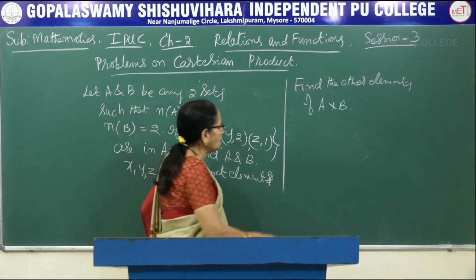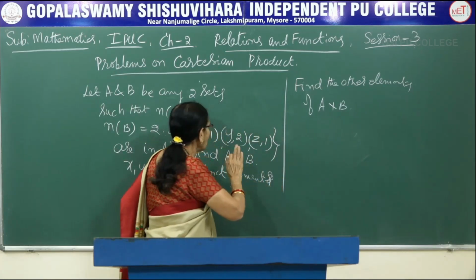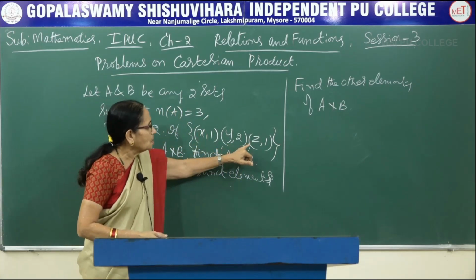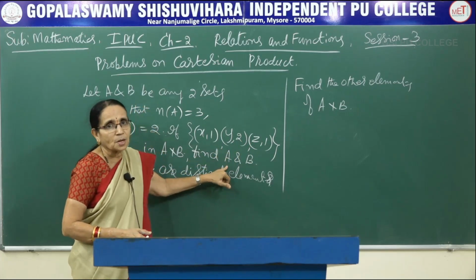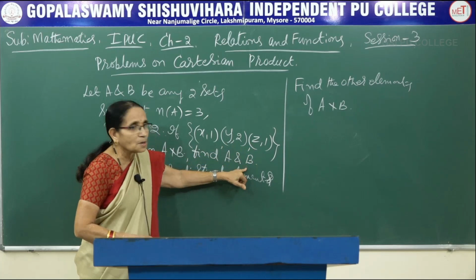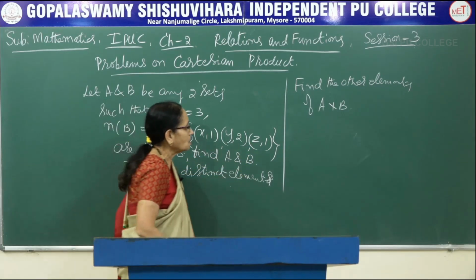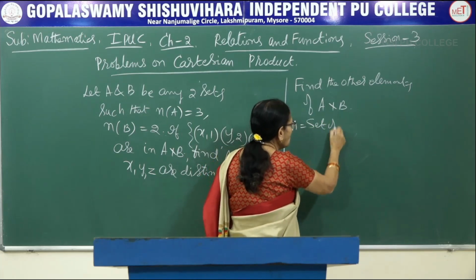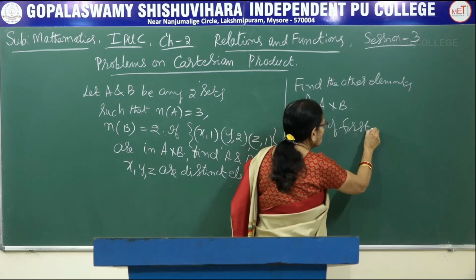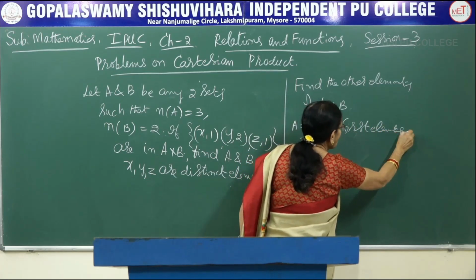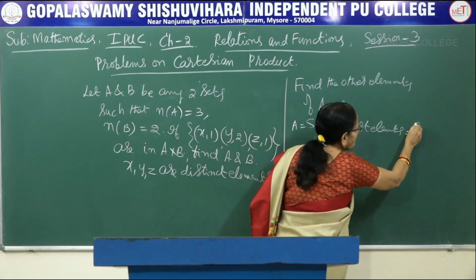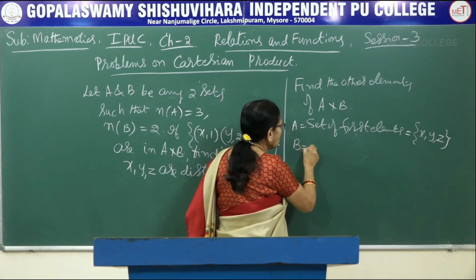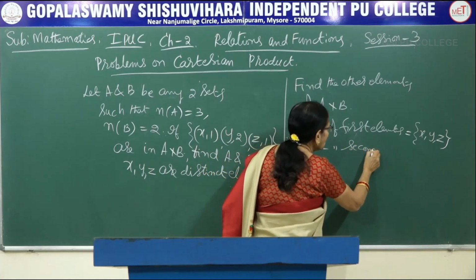So, first we will write here, and you know that in the Cartesian product A cross B, the first elements are taken as the elements of the first set, and the second elements have been taken as the elements of the second set. Now, write here: A is the set of first elements. Look here, x, y and z. You can write x, y and z. Now, B is the set of the second elements.